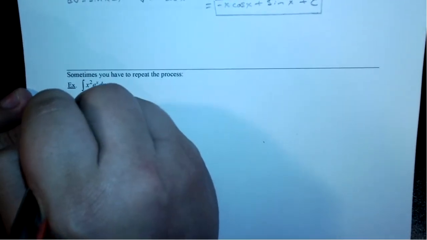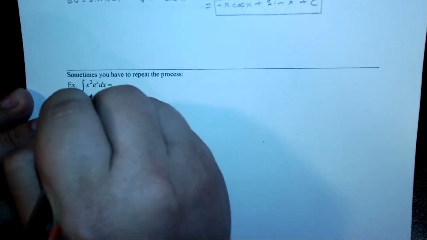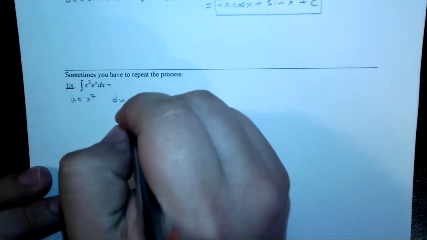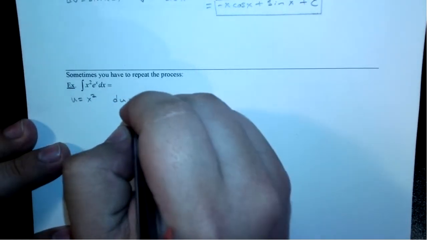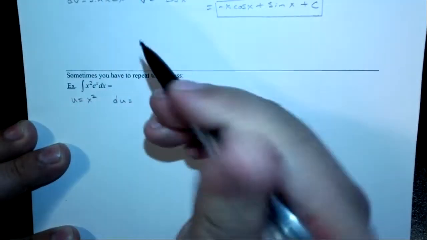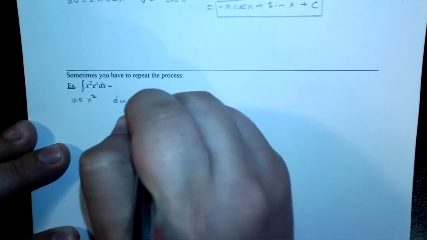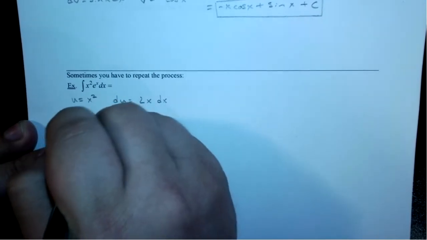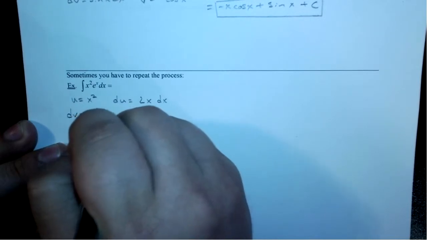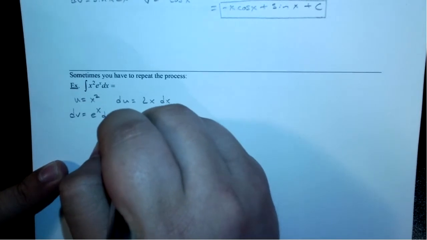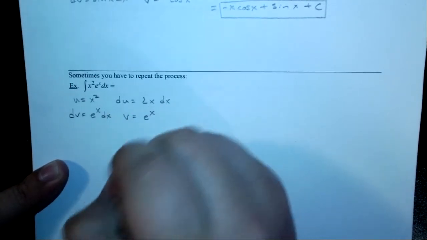Okay, so u in this case is equal to x squared. So that means that our du is equal to 2x dx. And so then our dv must therefore be e to the x dx. And the integral of e to the x is just e to the x.